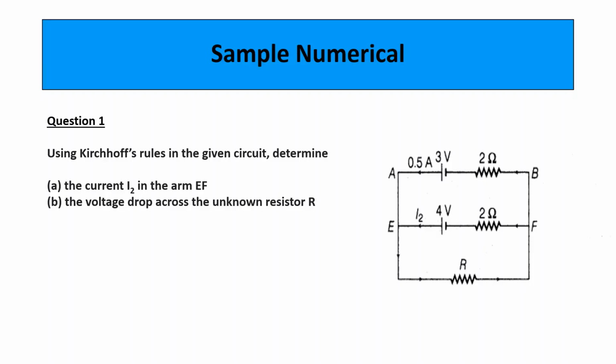The first question is, using Kirchhoff's rules in the given circuit, determine the current I2 in the arm EF and the voltage drop across the unknown resistor R. In this question, we need to find out this current I2 and the voltage drop across this resistance R.